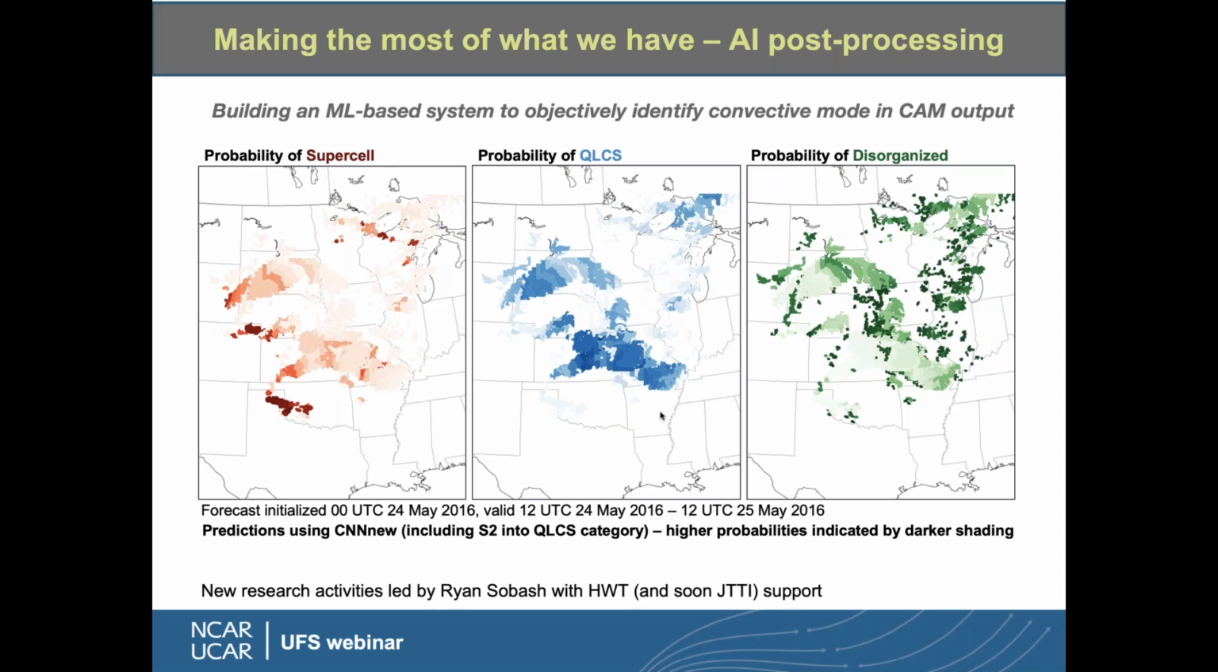There's other work that Ryan's leading, which is super exciting. For instance, he's trying to do object-based convective mode forecasts. This is a pretty graphic showing, for a given convective scene, the likelihood of a convection that's present, whether it be a supercell, a quasi-linear convective system, or a disorganized convective system.